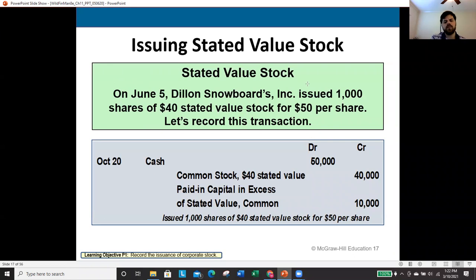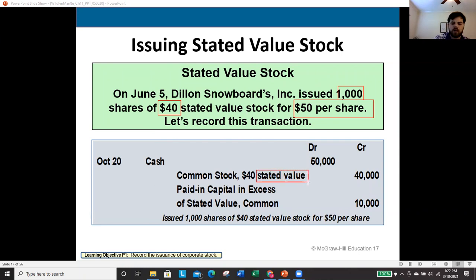Well, in this case, we see that we issued 1,000 shares, once again, $40 stated value stock for $50 per share. Now, what exactly stated value is, I don't need you to understand, right? That is well beyond the scope of this course. I just need you to understand what the journal entry looks like. And in this case, it's pretty straightforward because it's exactly like what we saw when we issued par value stock. The only difference is the wording at the end.